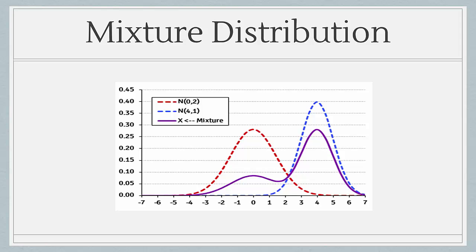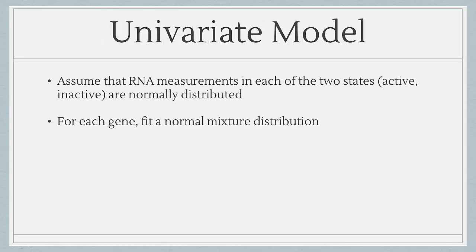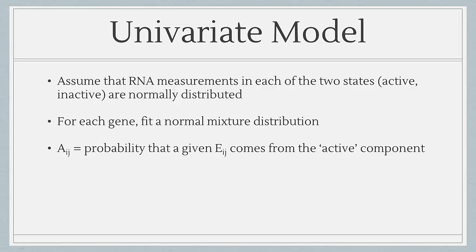Here's an example of a normal mixture distribution. In our application, we might say that the blue hump represents all of the RNA measurements for when the gene was active, and the red hump represents all of the RNA measurements for when the gene was inactive. Then, we expect that all RNA measurements for this gene would follow a shape like the purple curve. This purple curve is a normal mixture distribution, and we fit a normal mixture distribution to each gene in our data. After we have this normal mixture distribution, we then calculate an AIJ as the probability that a given eij comes from the active component of the normal mixture distribution.